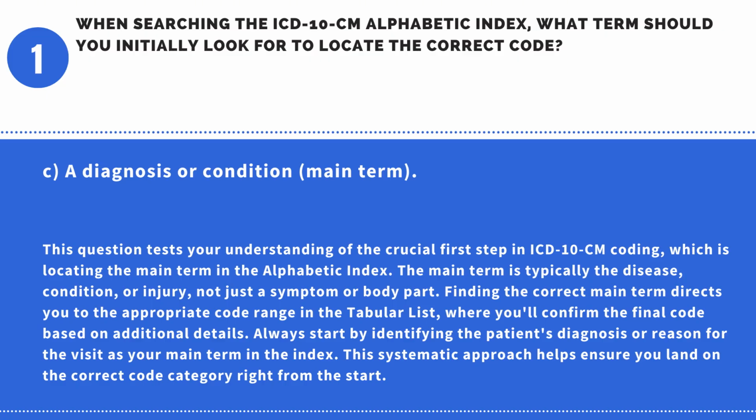This question tests your understanding of the crucial first step in ICD-10 CM coding, which is locating the main term in the alphabetic index. The main term is typically the disease, condition, or injury, not just a symptom or body part. Finding the correct main term directs you to the appropriate code range in the tabular list, where you'll confirm the final code based on additional details. Always start by identifying the patient's diagnosis or reason for the visit as your main term in the index. This systematic approach helps ensure you land on the correct code category right from the start.